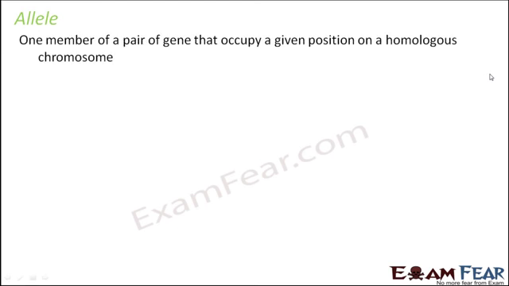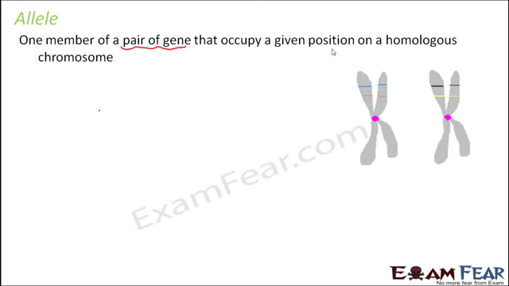Now another important term, that is allele. What is an allele? An allele is one member of a pair of genes that occupy a given position on a homologous chromosome. Now what do we mean by a pair of genes? The question is, how are the traits denoted? Like I was telling, black hair or blue eyes or the skin color, how do we denote all these traits? This is how the chromosome is and this is how the genes are located on the chromosome, right?